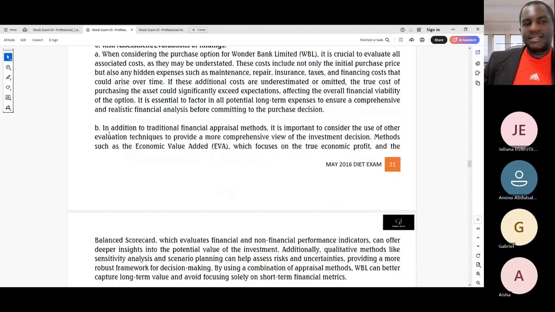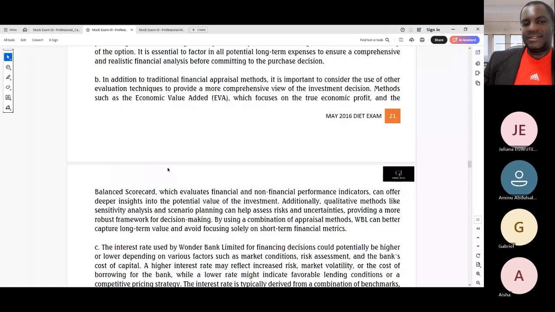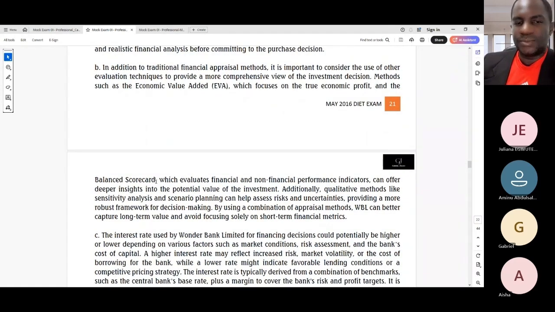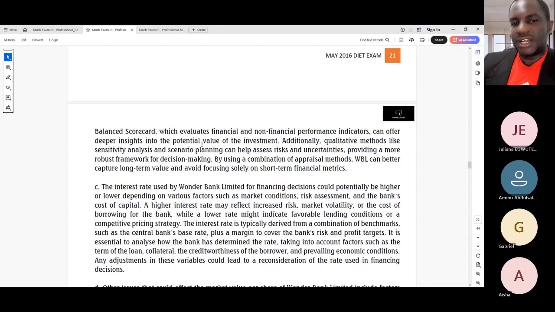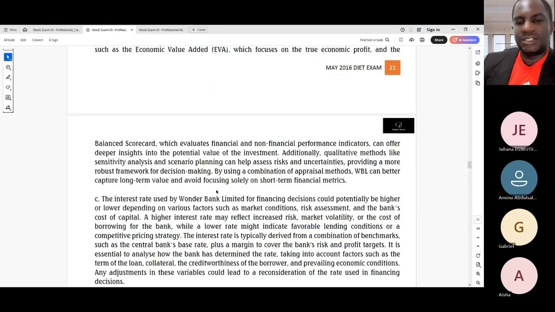Also, we are looking at the 2nd point, saying that aside from using NPV or those methods we use, they can also use EVA, economic value added, which focuses on true economic profit. We can also use balanced scorecard. So you are also giving an alternative in evaluating your findings. You could suggest a balanced scorecard to management that evaluates financial and non-financial indicators, which can offer deeper insights into the potential value of the investment. So you're also providing alternatives here based on what you've evaluated.